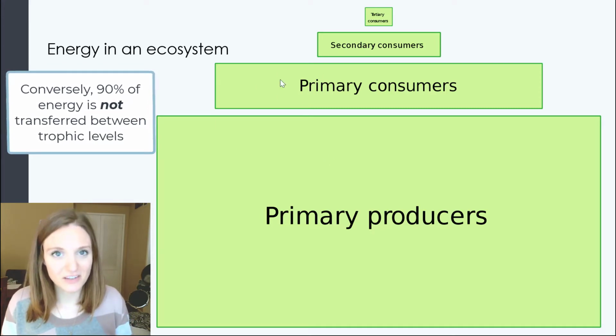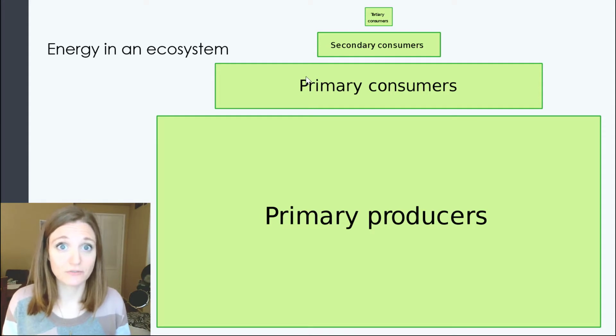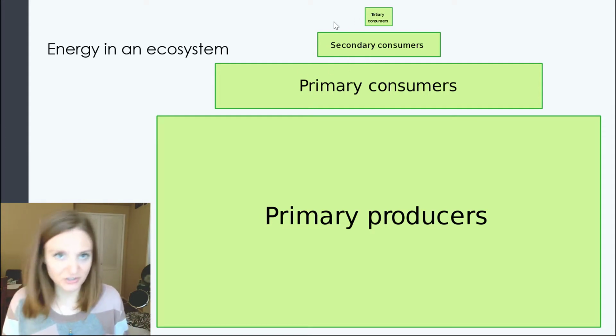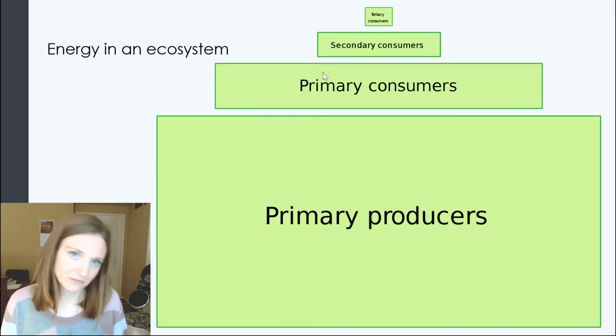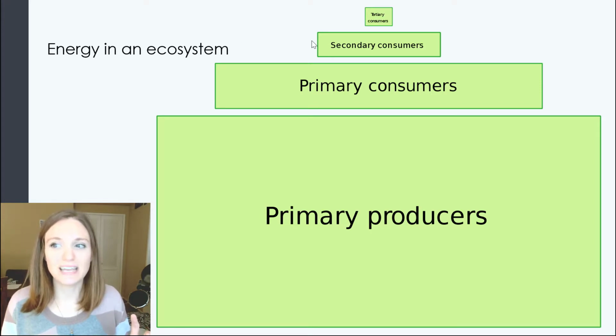So 10% of the energy is transferred from primary producers to primary consumers. 10% of that 10% from these primary consumers is transferred to the secondary consumers. Again, we're losing 90% of the energy as we go up every trophic level. Secondary consumers eat primary consumers. Tertiary consumers usually eat secondary consumers, sometimes primary consumers too. So the amount of energy decreases by 90% every time we move through a trophic level.